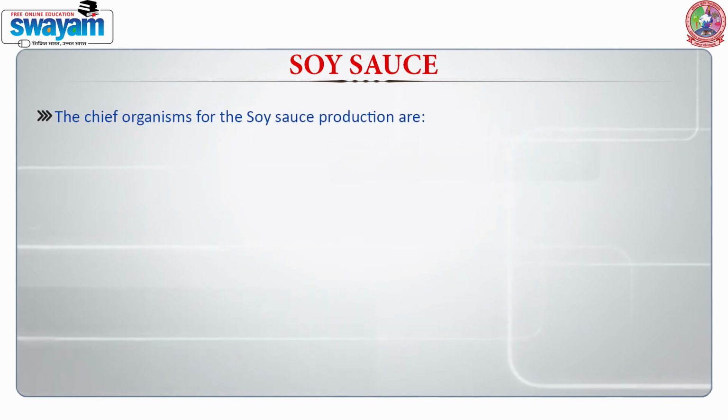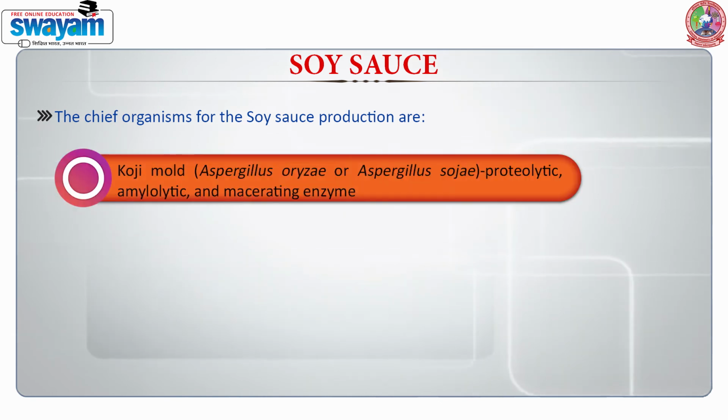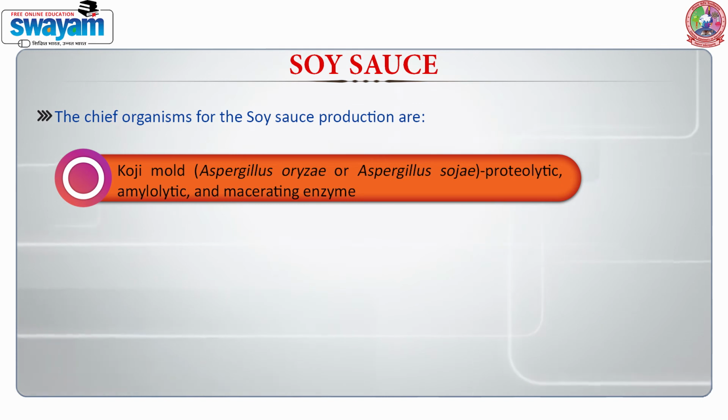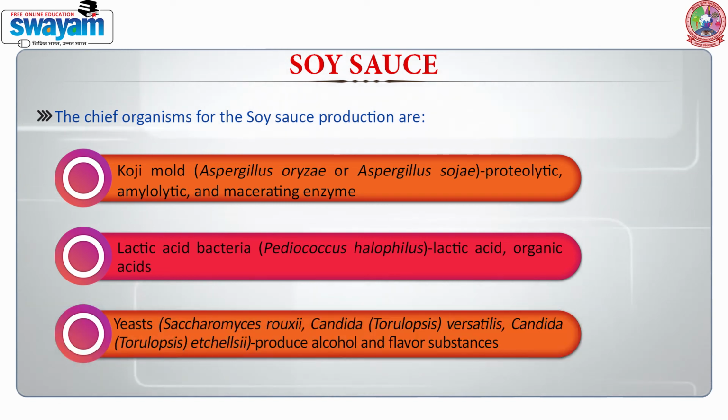Soya sauce is another fermented product. It is formed by the action of koji mold, which is nothing but Aspergillus oryzae or Aspergillus sojae, and these fungi produce proteolytic, amylolytic, and macerating enzymes. The lactic acid bacteria such as Pediococcus halophilus produce lactic acid and other organic acids. The yeasts Saccharomyces rouxii and Candida also contribute by producing alcohol and flavor substances in the final product.